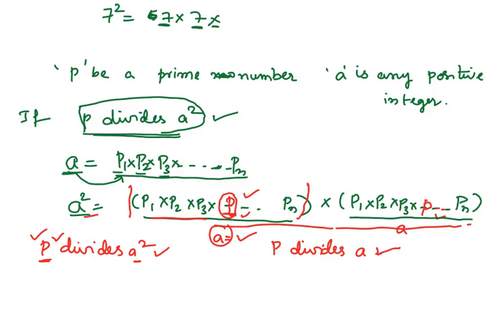Okay, this is about the third theorem. What is the statement? Again I am repeating, let p be a prime number, if p divides a square, then p divides a, where a is any positive integer. Okay, I think you are clear with this theorem. Thank you.